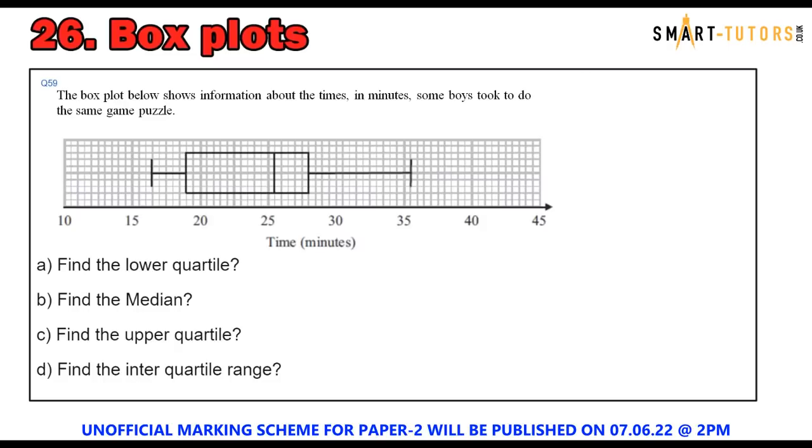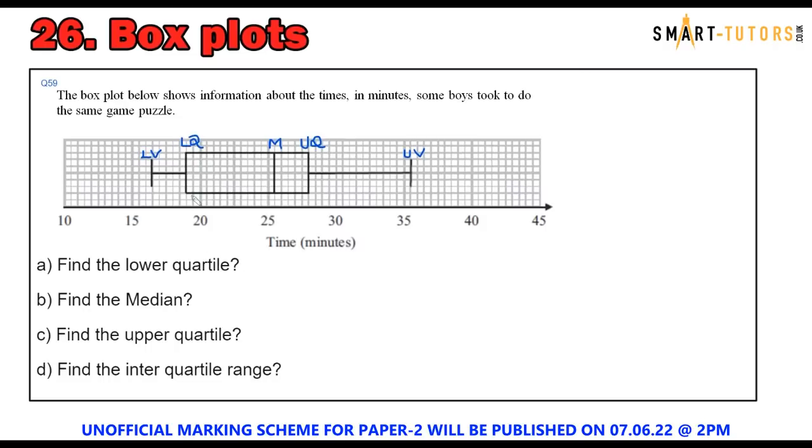So time is given in the x-axis, and find the lower quartile. The lower quartile is this line, which I'm going to mark LQ, and this is the upper quartile, which I'll mark UQ, and the line in between is the median, right? And this is the lower value, and this is the upper value. First question, find the lower quartile.